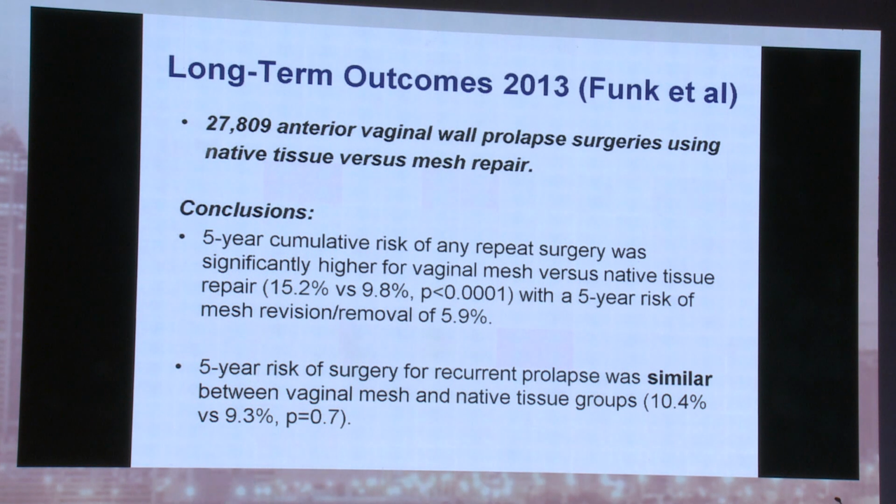And the 5-year risk of surgery for recurrent prolapse was similar. There was no difference in efficacy at all between mesh repair and native tissue repair. But mesh repair carried a higher morbidity. That's important. I think nobody looked at this study carefully. So I'm going to summarize now. What is evidence-based surgical management?